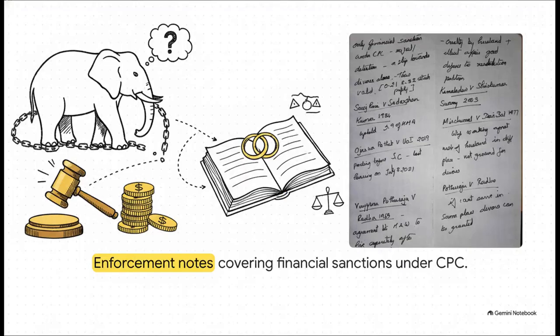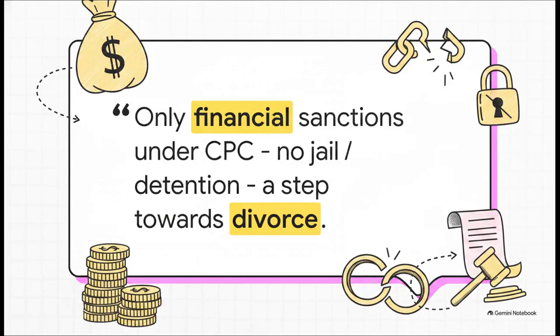Now we have to address the absolute elephant in the room when it comes to enforcement. How on earth do courts actually force a spouse to return without utterly violating their fundamental human rights? Well, the Saroj Rani Supreme Court ruling in 1984 laid this out perfectly. Courts ensure compliance strictly through financial sanctions under the Civil Procedure Code, so no jail time, no physical detention whatsoever. Instead, they use mechanisms like Order 21, Rule 32 to attach property. The Supreme Court upheld Section 9 specifically because it acts more like a financial and procedural stepping stone toward divorce rather than some kind of physical coercion.